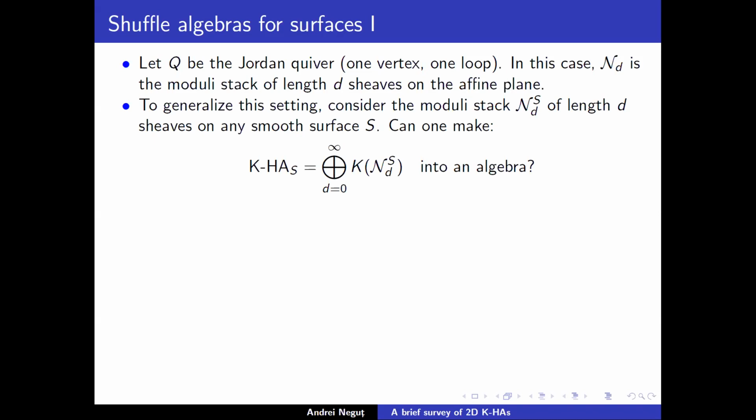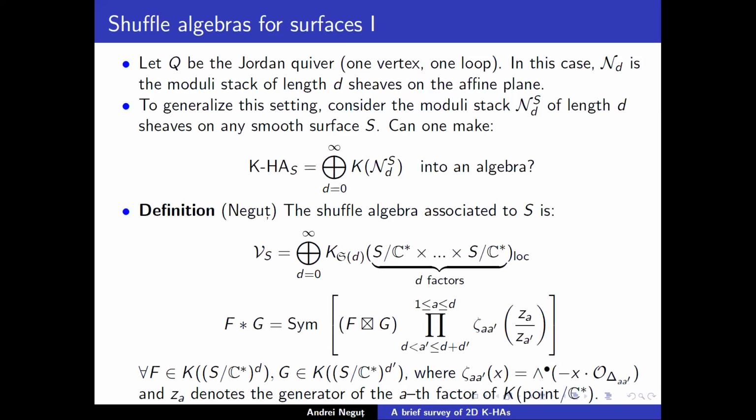Take the direct sum of the K-theories of the stack of finite length sheaves on the surface S. You sum over D, where D is the length of these sheaves. You get a vector space. Let's call this K of S. Can you make this into an algebra? It actually is a problem which has only been very recently solved in a rigorous way, even though the intuition and the philosophy had been known for quite a while.